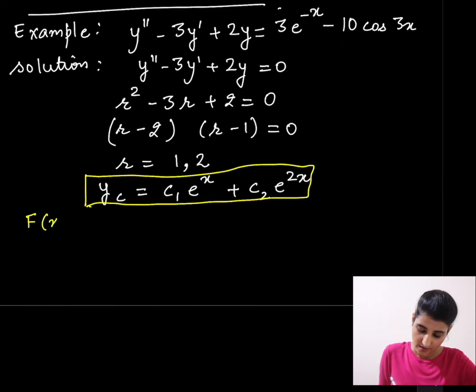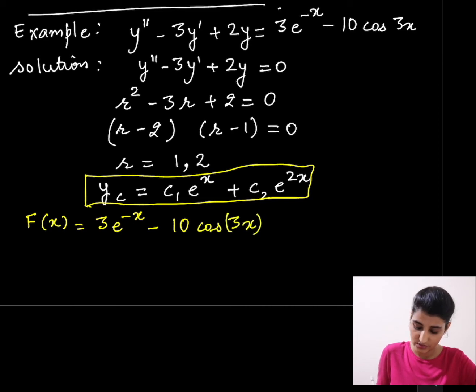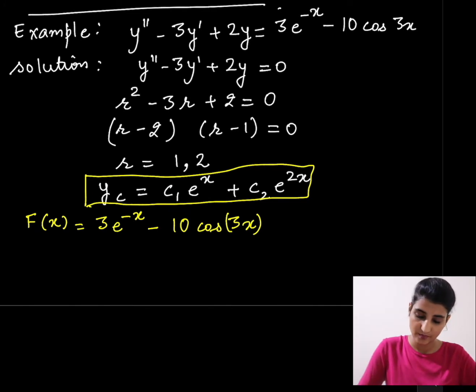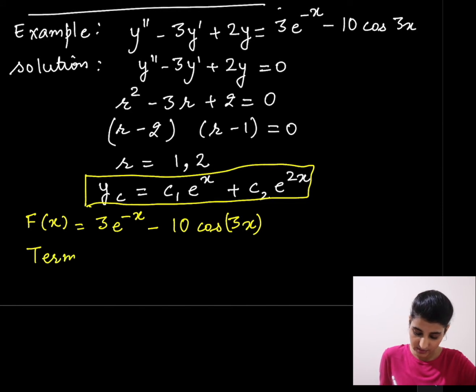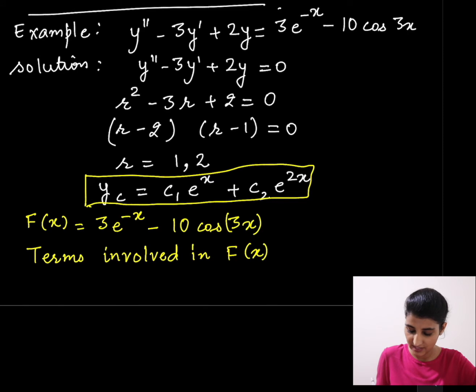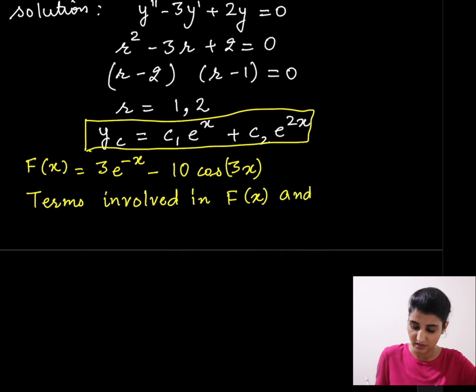Next, our f(x) here is equal to 3 times e power negative x minus 10 times cosine of 3x, right? So now we are going to write down the terms involved in f(x) and its derivatives.